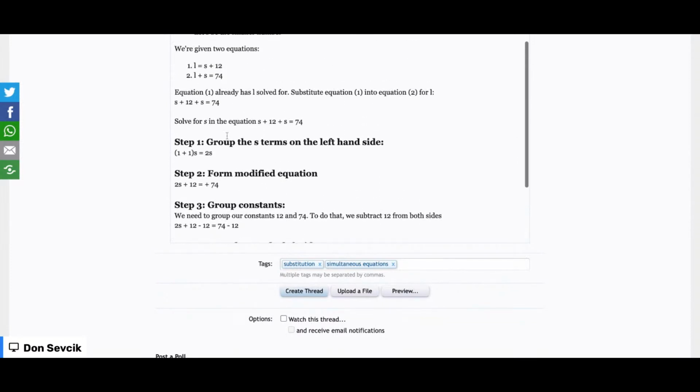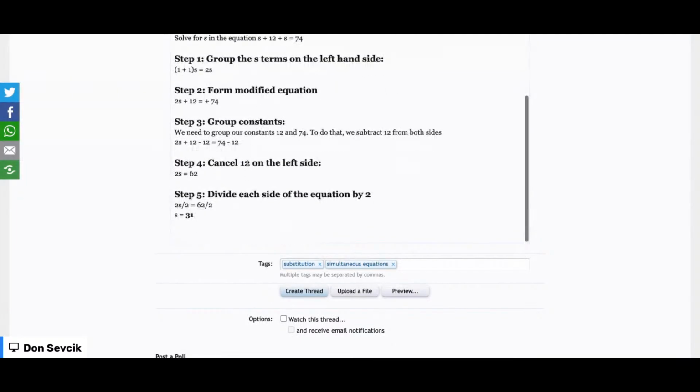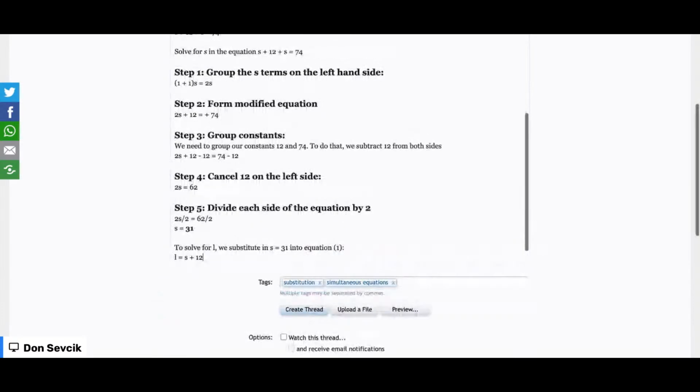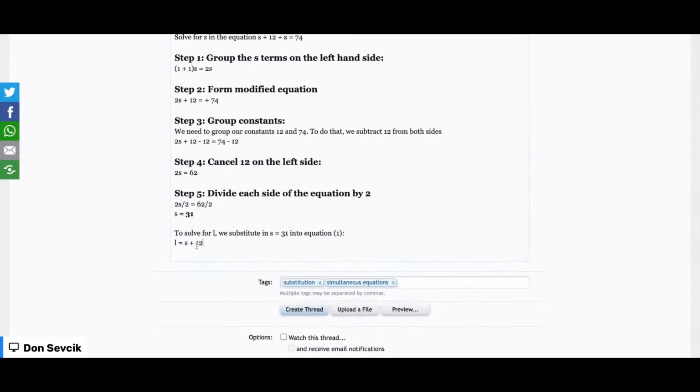Now what I want to do, I want to solve for L. To solve for L, we substitute in S equal to 31 into equation 1. This was equation 1, right? But we're told S equals 31, so that means L equals 31 plus 12, L equals 43. Outstanding, we've got our two numbers.